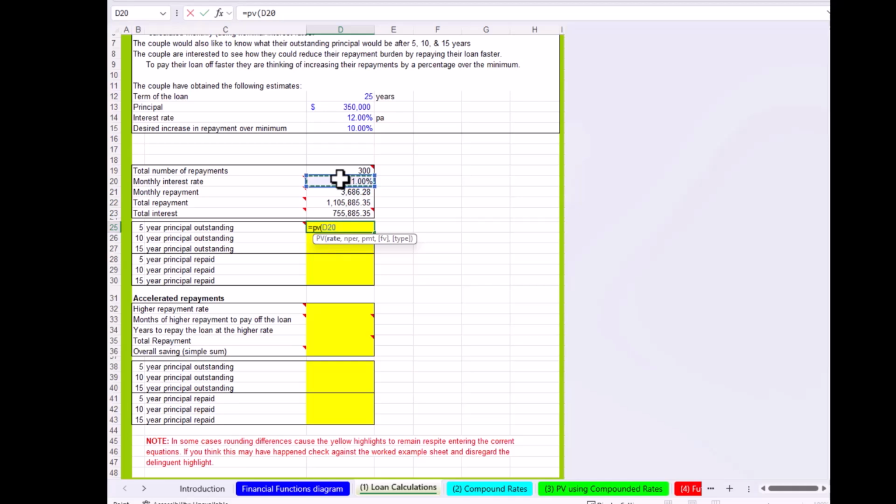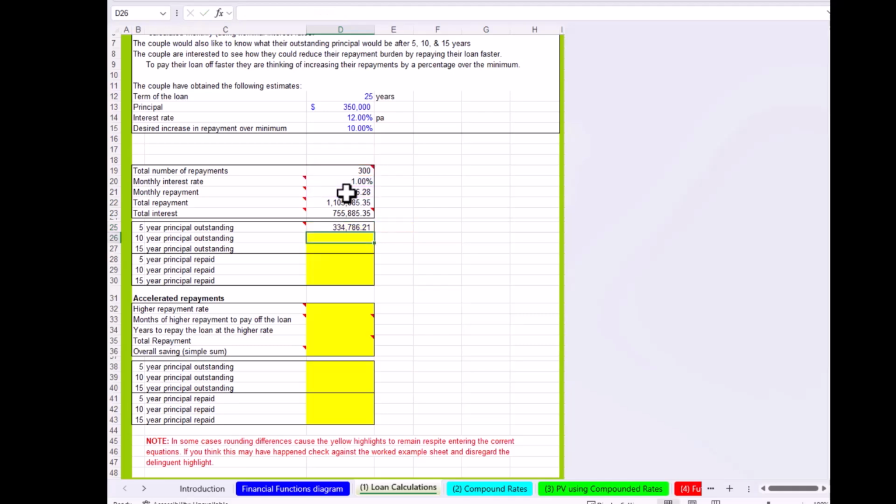Equals the present value of, now I'm going to use the rate of 1%. Here I'm going to say the number of periods is equal to 300 minus 5 years of repayment, 5 times 12, comma, put the negative sign to get my sign convention corrected, and my monthly repayment. And so what I'm saying is that to work out the principal outstanding, how much I still owe on the loan after 5 years of repayment, is done by, in this case, calculating the present value of 20 years of repayments. Let's see what that works out to be.